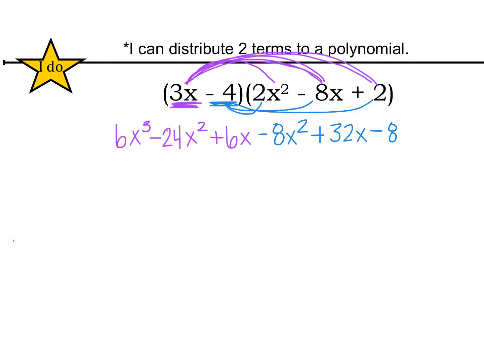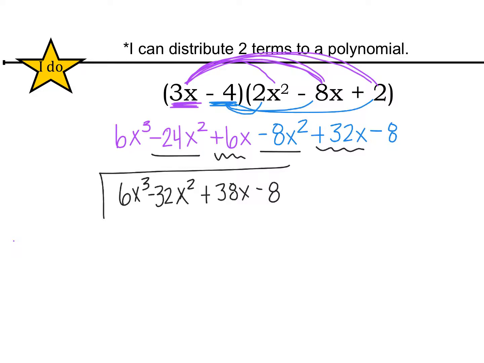So then what are my like terms? Well, I don't have any other x to the thirds except for that 6x to the third. And then I have negative 24x squared minus 8x squared. And so I'm combining like terms. They're both still x squareds, but when I put them together, I have negative 32 because negative 24 minus 8. And then I've got a 6x and a positive 32x. So that gives me 38x. And then minus 8. So that is the answer. It looks a lot more complicated, but it's the exact same process. What needs to be distributed and what needs to be distributed to, and then combine my like terms.